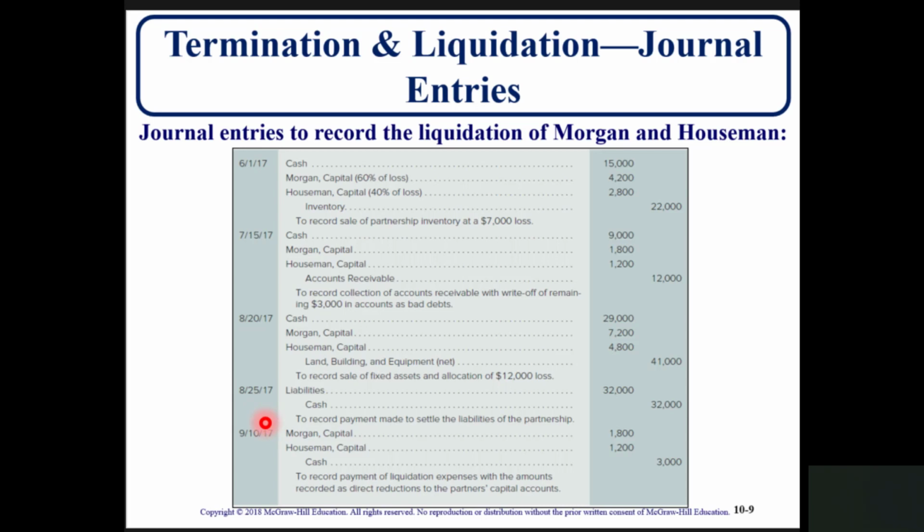Then we have an entry to record a payment made to settle the liabilities of the partnership. Again, that was directly to liabilities and cash for $32,000.